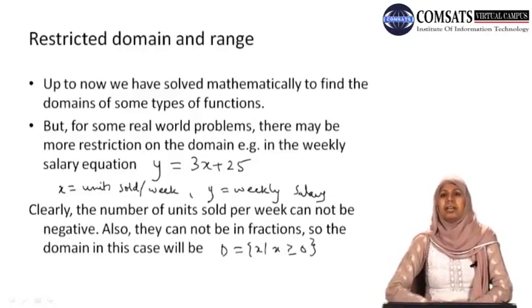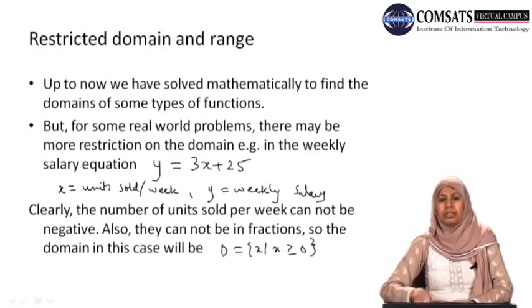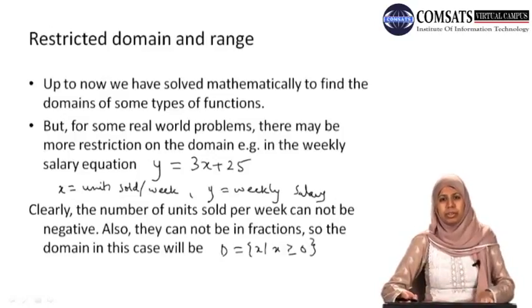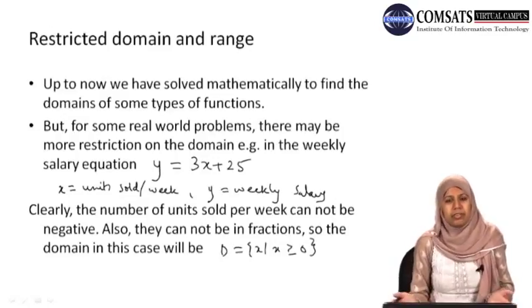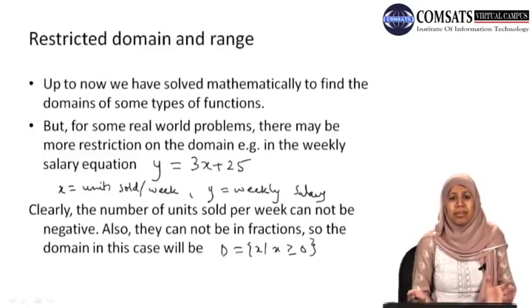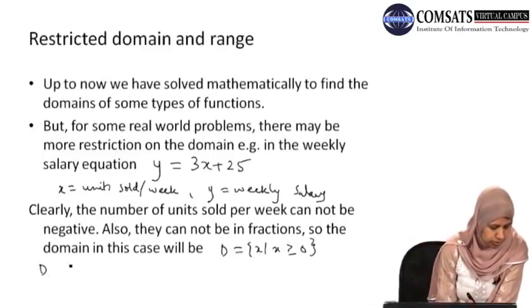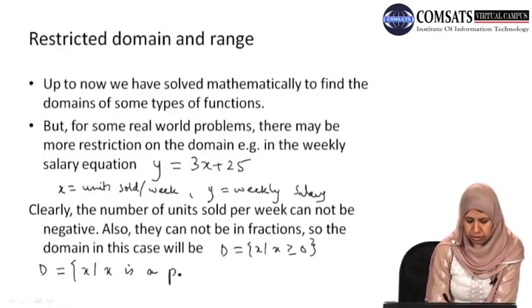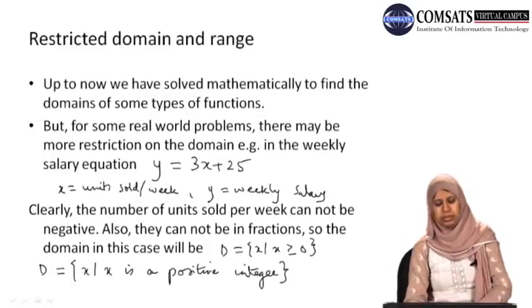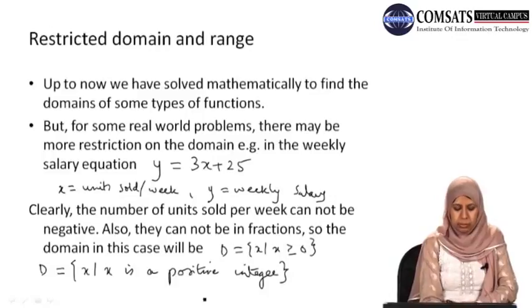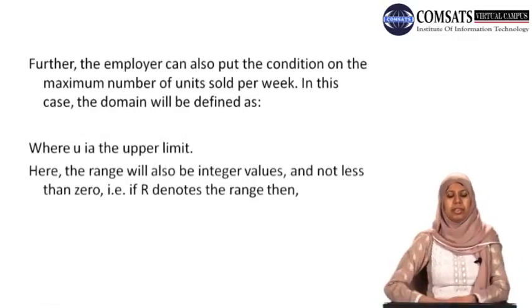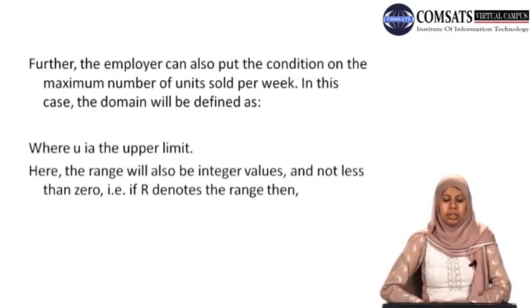Also they cannot be in fractions, either a unit is sold or not. It is not possible that only 1/3 of a unit is sold. So we have two restrictions according to our real world problem: the domain cannot have negative values and the domain cannot have non-integer or fraction values. So in this case our domain will be x such that x is a positive integer. That is, x cannot be negative, x cannot be a fraction, so the domain will be only the set of all positive integers.